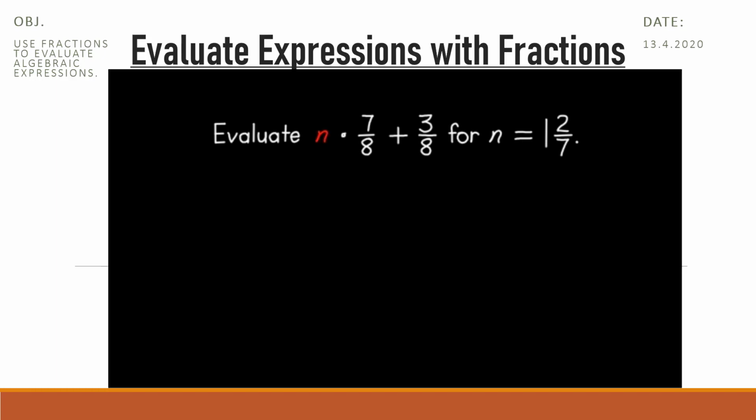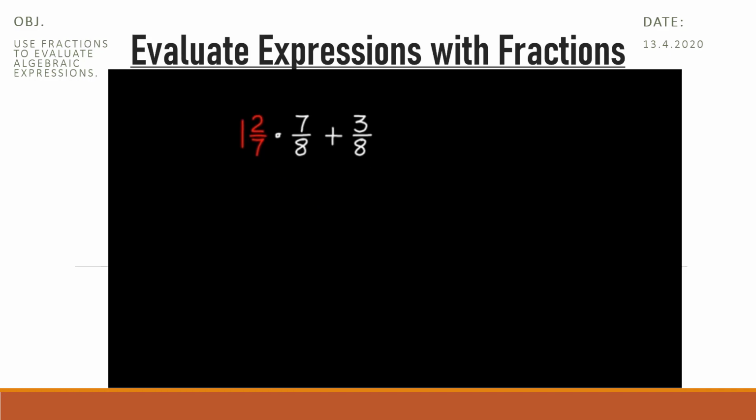Let's start by replacing the variable n in the expression with the given value for n. We will replace n with 1 and 2/7 and rewrite the rest of the expression. Next, write the mixed number value, 1 and 2/7, as a fraction. 1 and 2/7 equals 9/7.